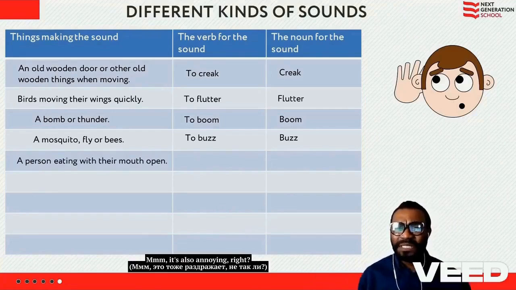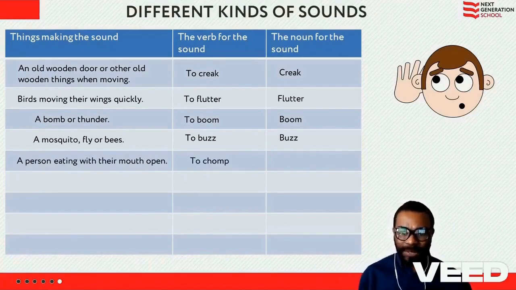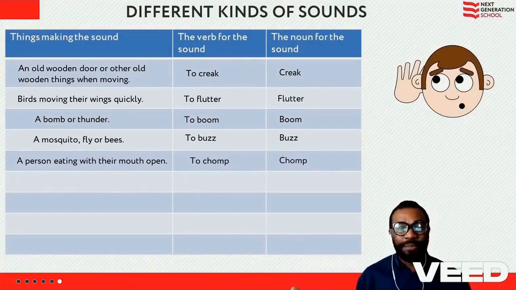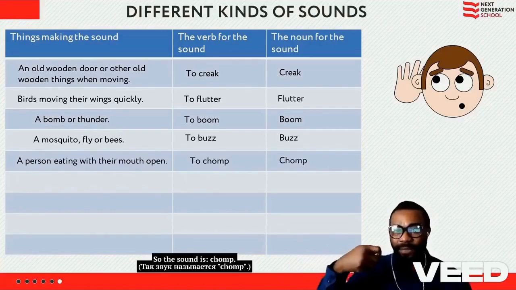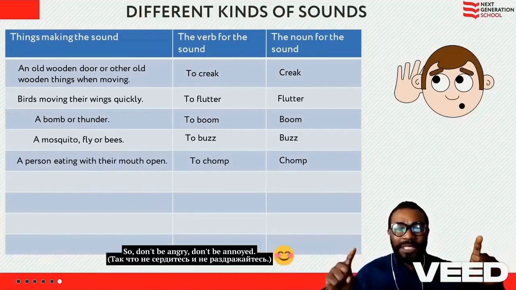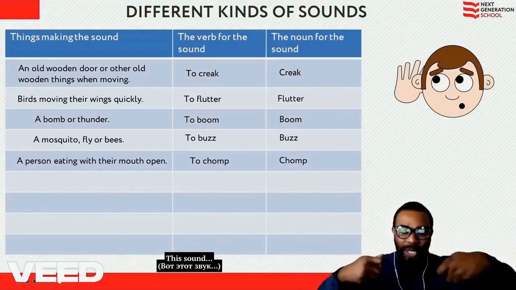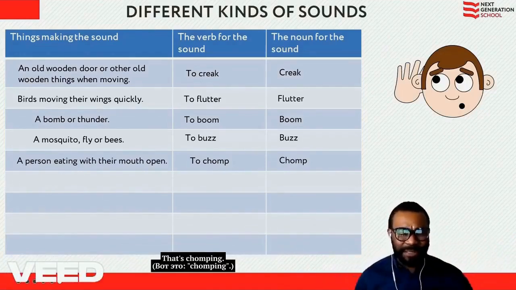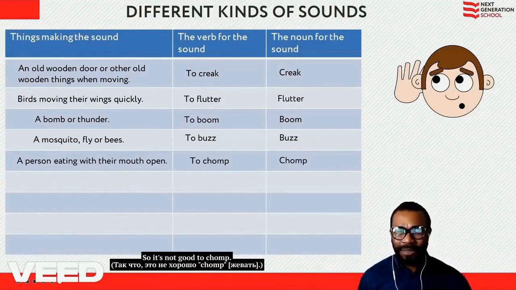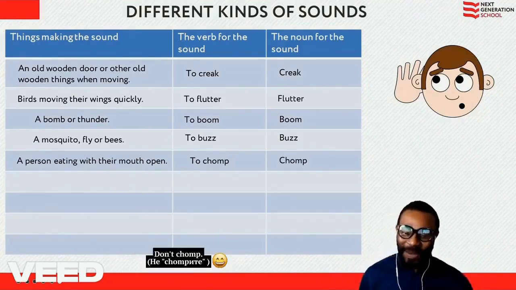It's also annoying, right? So it's to chomp. And the noun is just chomp. So the sound is chomp. I can give you a demo. So don't be angry, don't be annoyed. That's chomping. So it's not good to chomp. Please, when you eat, close your mouth. Don't chomp. All right, the next one.